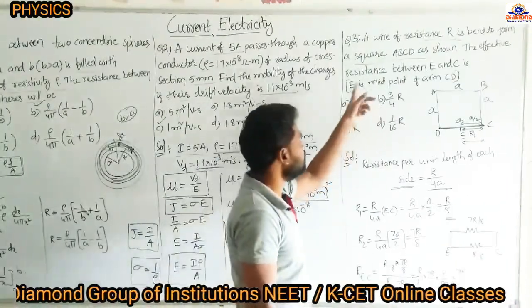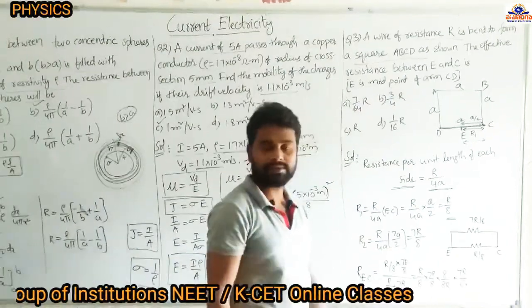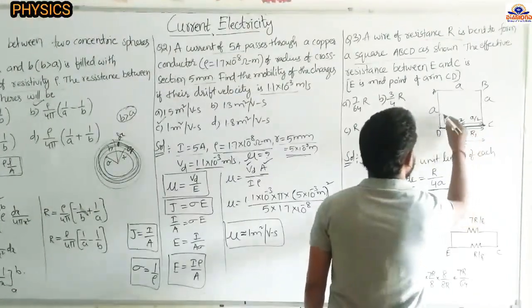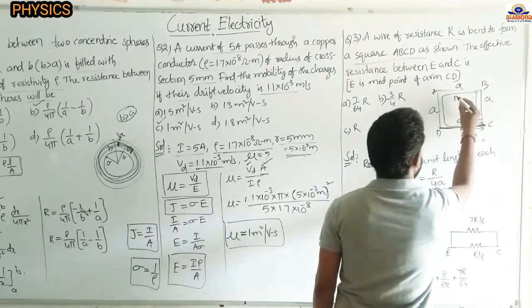But they are asking for the effective resistance between A and C, so we have to find the effective resistance. If this is R1, then this total is nothing but R2.